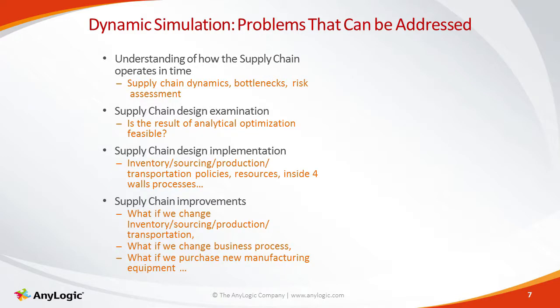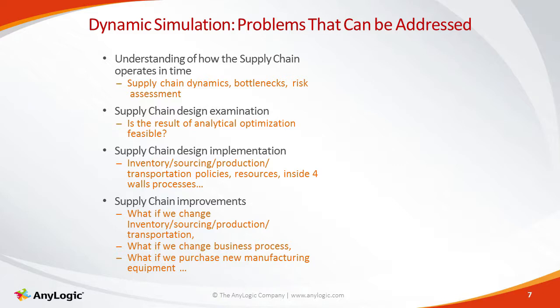Dynamic simulation. What kind of problems does it allow to address? Dynamic simulation allows you to describe your supply chain with all the details, taking into account randomness, time, logic, processes, and so on. And this way, it allows you to understand how your supply chain works. To manage your supply chain effectively and efficiently, you have to understand how it works, because otherwise, how can you manage that? Having just a high-level understanding of that is not enough now to be competitive.